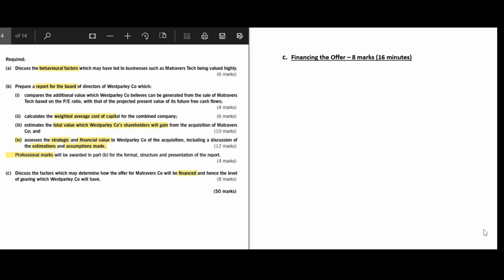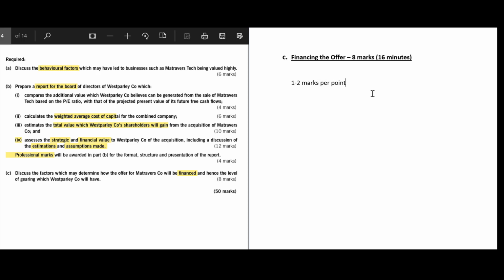Finally, we have part C, which was about how to finance this offer. And I think a few people missed the fact that this was going to be a cash offer. So people going down the route of talking about share for share exchange and so on, which was going down the wrong path really. So this was actually a really nice part of the question. If you understood what they were asking, I think there were lots of things that you could have brought into this answer. They were giving you 1 to 2 marks per point again.